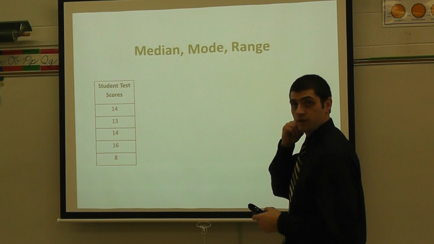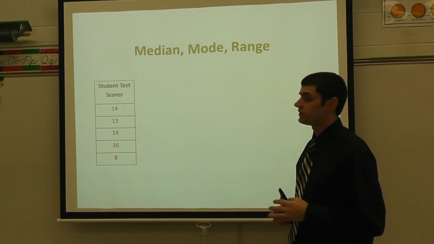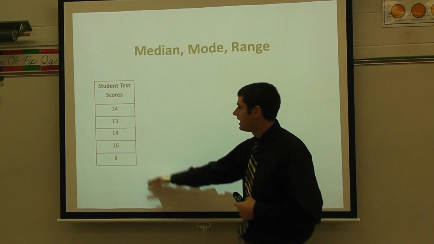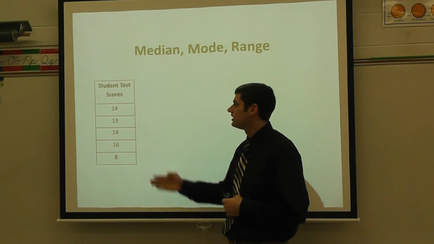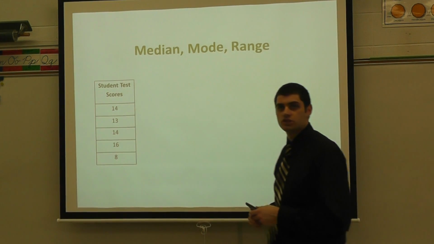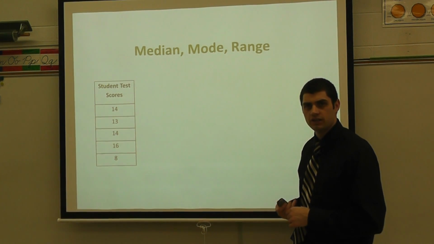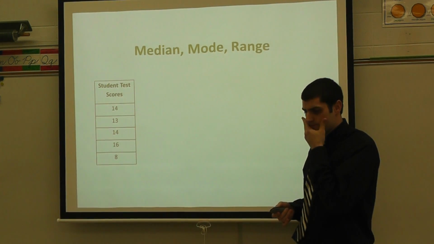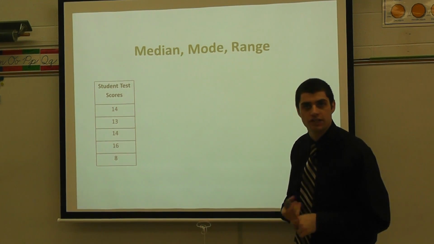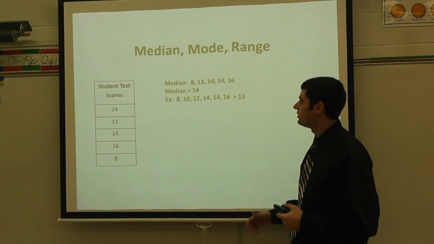In our example up here, we're going to take a look at student test scores again. We've taken 5 different tests here, and here are the various scores that this student earned on these tests. We're going to start off by finding the median. I forgot how to do that. Oh, that's right, I have to order it from least to greatest. Okay, so that's the first thing I'm going to do.